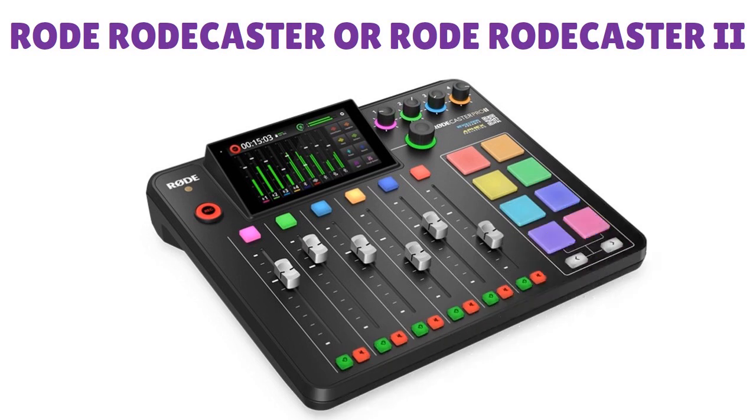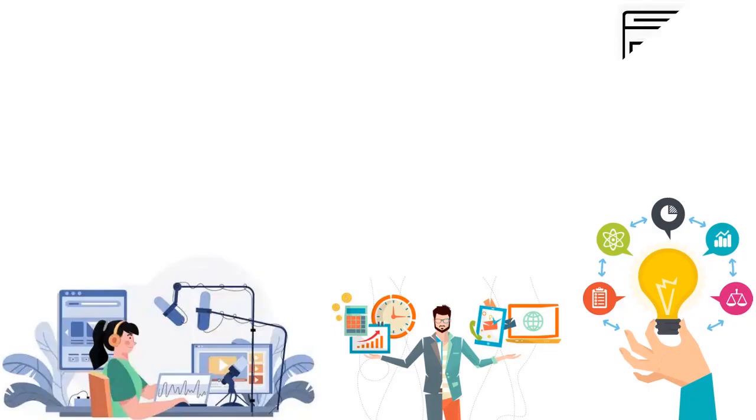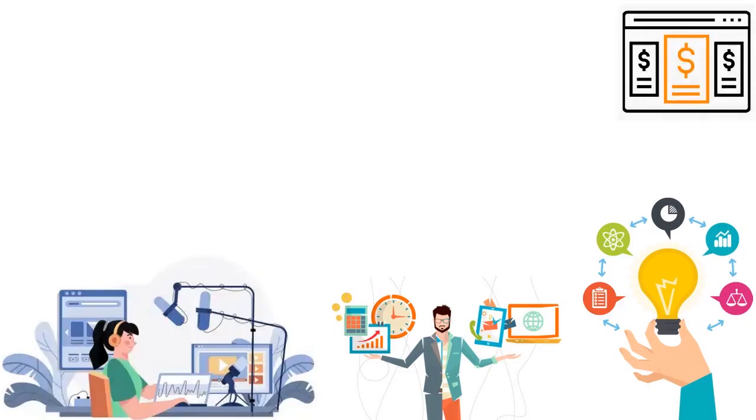You have also the Rodecaster or Rodecaster 2. So you have two variations of one product here. The Rodecaster and Rodecaster 2 are bigger and more powerful alternatives to the PodTrack P4, though at 3 times the price. So if your podcast or your financial position allows you to buy this equipment, that's kind of cool.